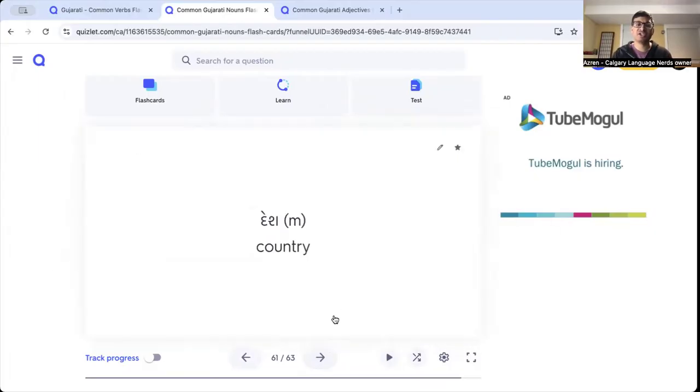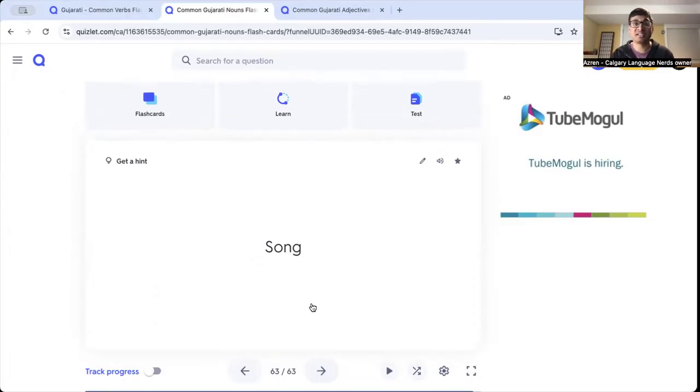Country, desh. Music, sangeet. Song, geet. So there's 63 nouns, just as a bit of a starter kit, I suppose.